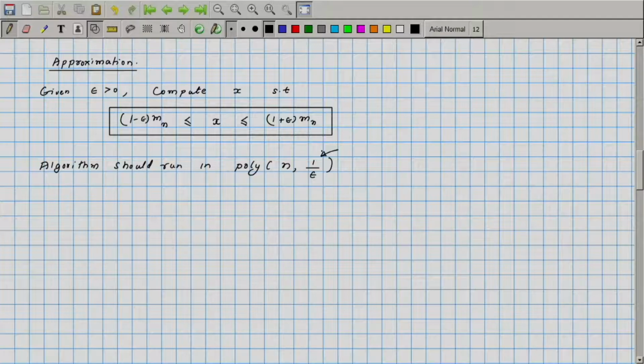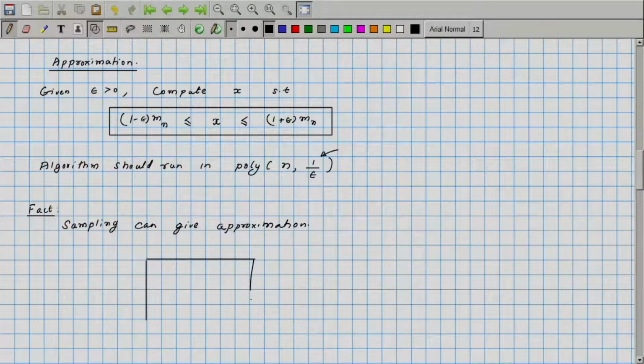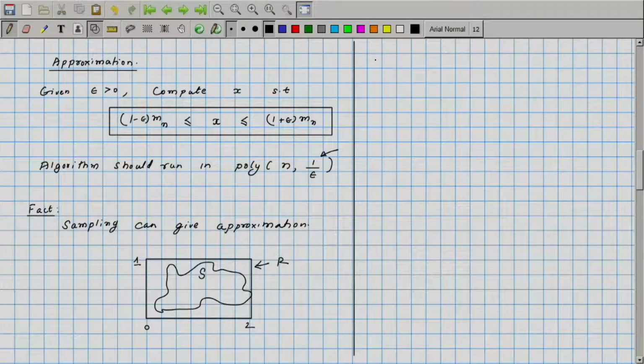Now, how do we compute approximate answers to these kinds of problems? We will use the following fact. Okay. This is the key thing that we will use in most approximation algorithms. Sampling can give approximations. What does this mean? Let us say that there is a rectangle of length 2 and breadth 1, and inside this there is some particular set. The rectangle we will call R and the set we will call S. The problem at hand is to estimate S.